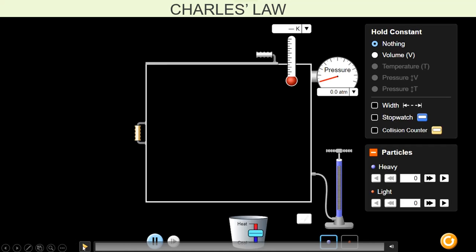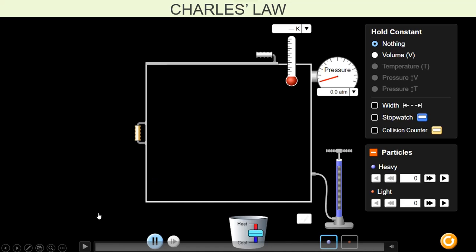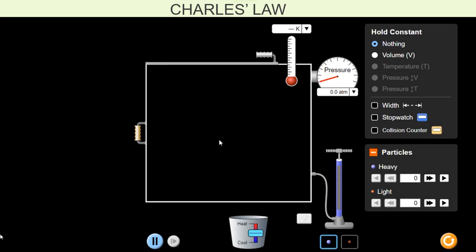So here I have this simulation. What I am going to do, I'm going to adjust the volume of this container to start us off. I believe this volume is a little too big. So let's see what happens.